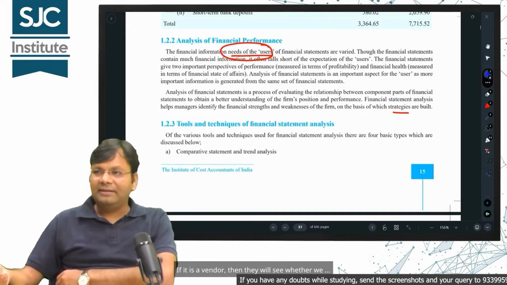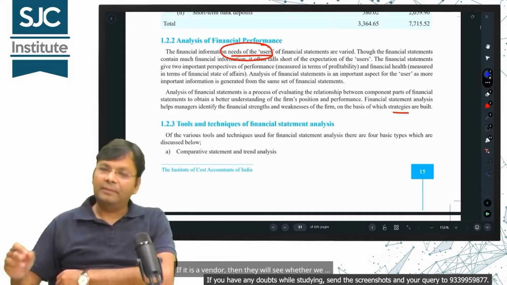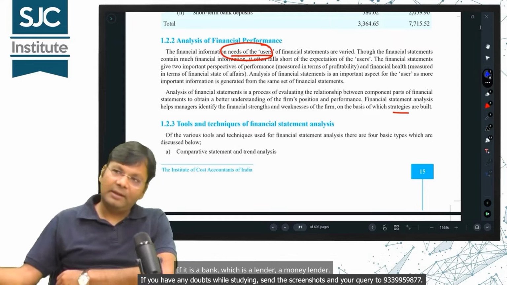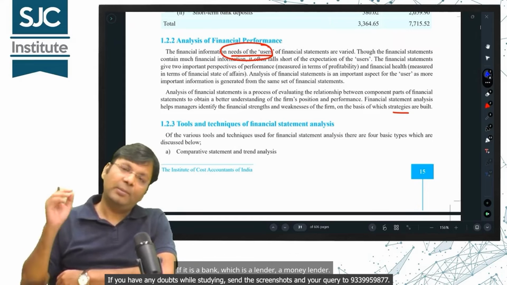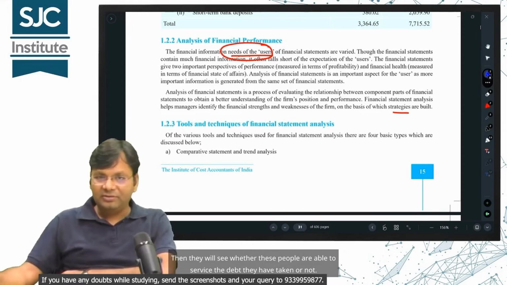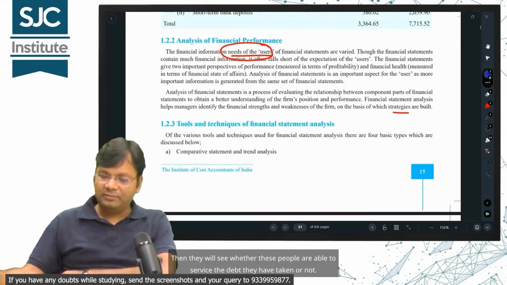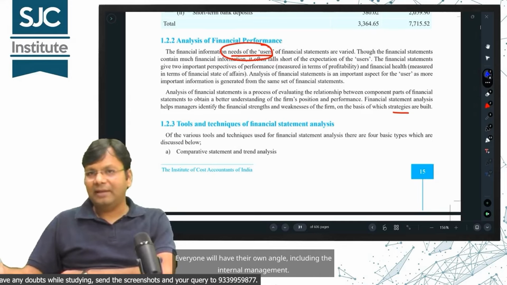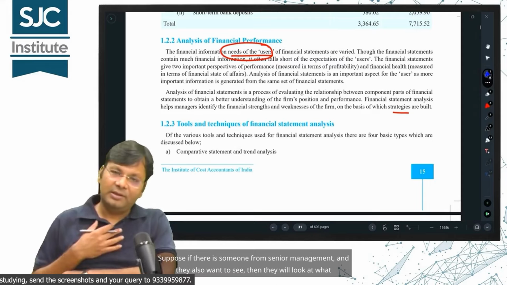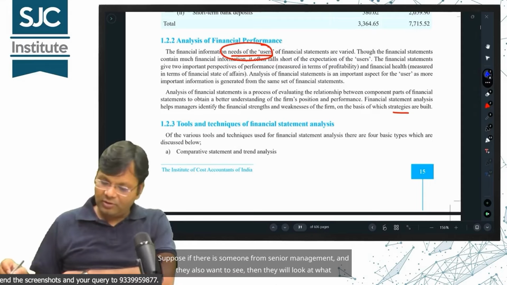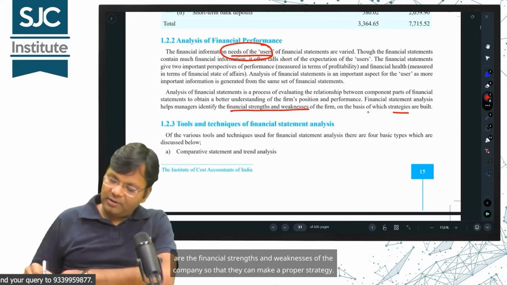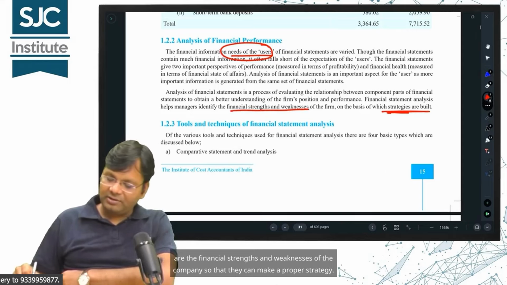If it is a vendor, then they will see whether these people make payments for their liabilities properly or not. If it is a bank, which is a lender, a money lender, then they will see whether these people are able to service the debt they have taken or not. Everyone will have their own angle, including the internal management. Suppose someone from senior management wants to see, then they will look at the financial strengths and weaknesses of the company so that they can make a proper strategy.